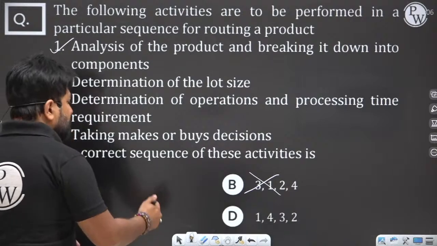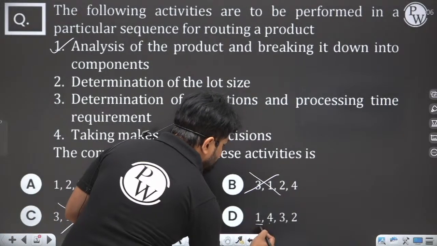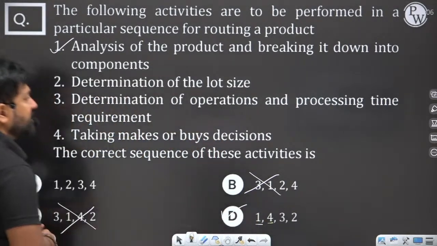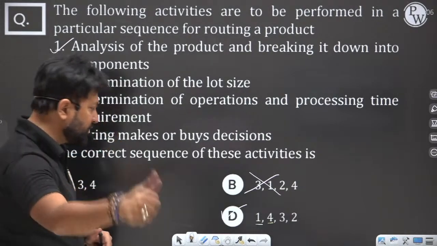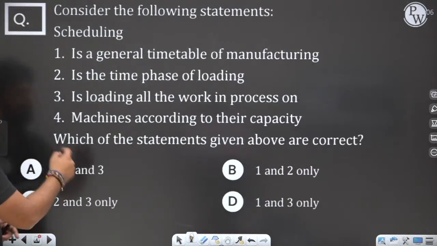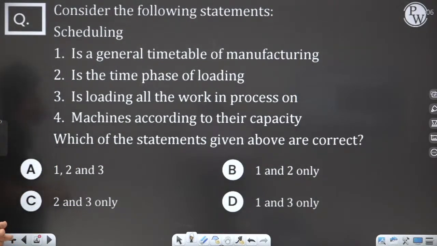Yes, D is your right answer. So after 1, 4 will come. So D is your right answer, right? Very good. Next question, please.